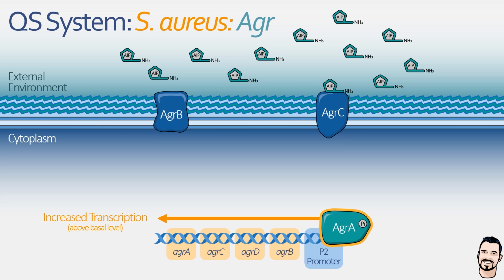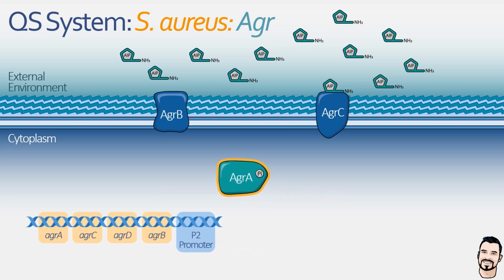And this essentially means we get more of our transcription factor being produced through the upregulation of AGRA, we get more of our transport proteins being produced through the upregulation of AGRB, we get more of our histidine kinase being produced through the upregulation of AGRC, and finally we also get more of our autoinducing peptide signal being produced through the upregulation of AGRD. And so again, what we see here is essentially a positive feedback loop, resulting in the increased production of our AGR quorum sensing system components.